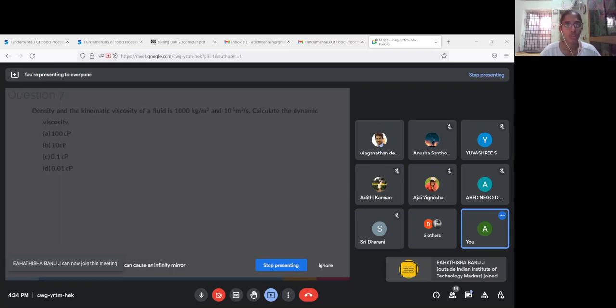So moving on to the next question. Density and the kinematic viscosity of a fluid are 1000 kg per meter cube and 10 power minus 5 meter square per second. Calculate the dynamic viscosity. This would actually be in your assignment 0 as well. So if you have solved assignment 0, this would be easy.